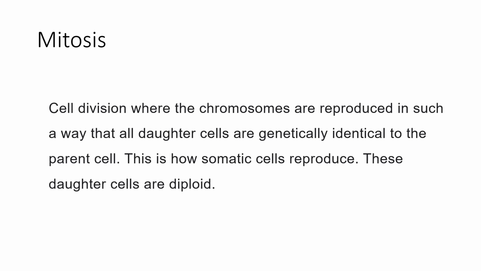Mitosis: cell division where the chromosomes are reproduced in such a way that all daughter cells are genetically identical to the parent cell. This is how somatic cells reproduce. These daughter cells are diploid.